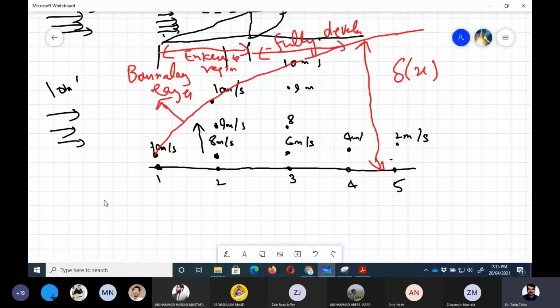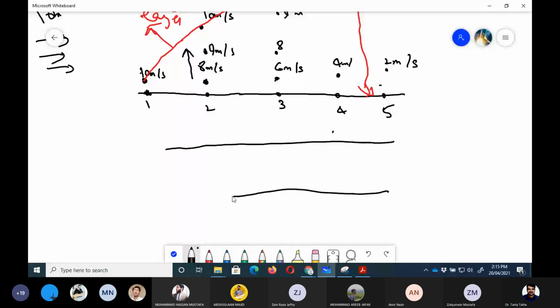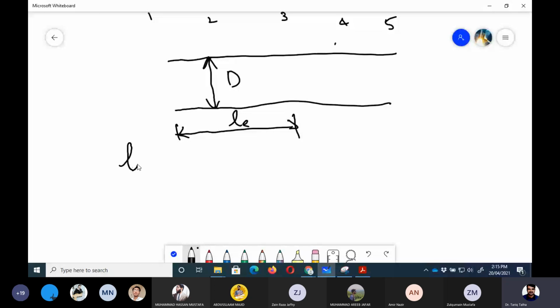Okay, let me redraw it. If this is our entrance region, we define its length as LE. And if this is the diameter of the pipe, we define a non-dimensional number, which is LE upon D. LE upon D is equal to 0.06 times the Reynolds number for laminar flow.